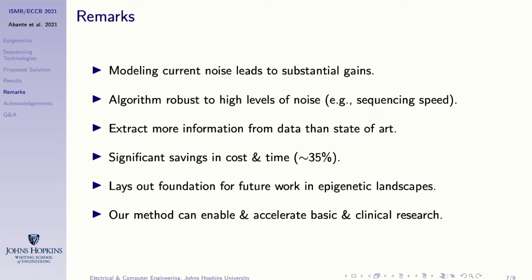So here we presented the first method for landscape analysis for nanopore sequencing data. We showed that modeling the noise in the current leads to substantial gains, and we propose an algorithm that is robust to various degrees of noise, making it very general. This allows for high levels of noise in the data, which means that the sequencing could be done faster, for example. Our approach extracts more information from the data, and it provides significant savings in terms of sequencing cost and time per read used in the downstream analysis. This has huge implications considering that sequencing takes days and thousands of dollars.